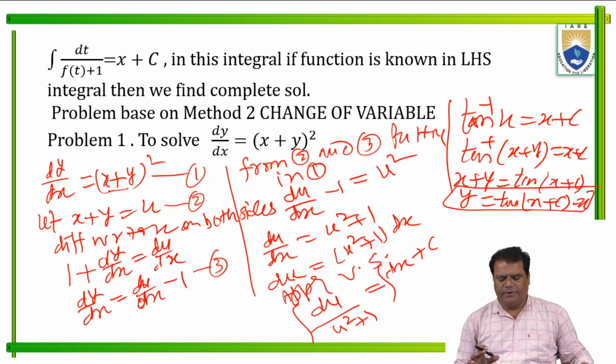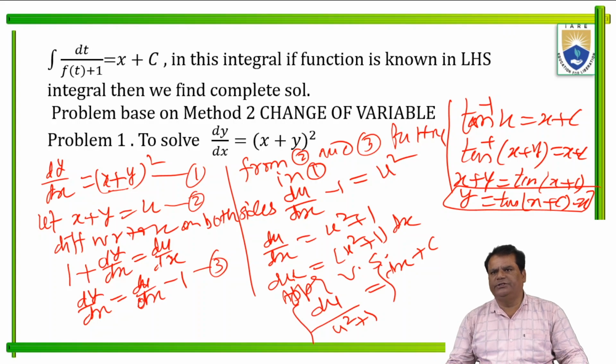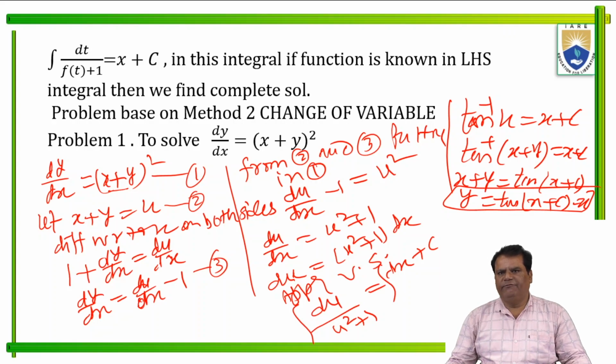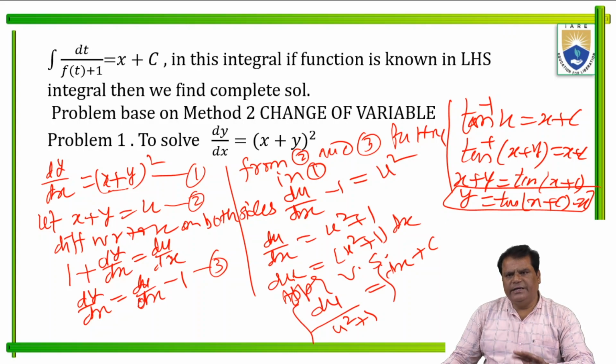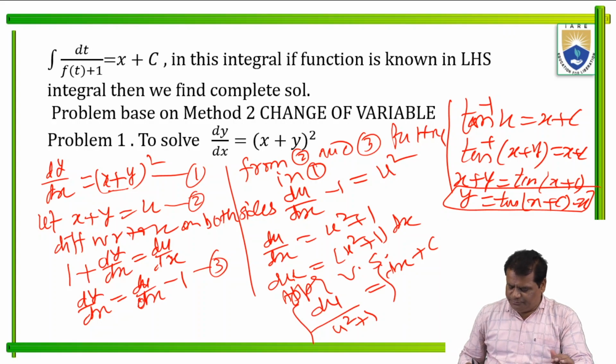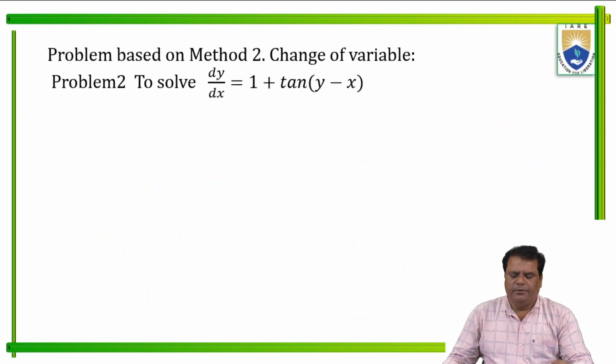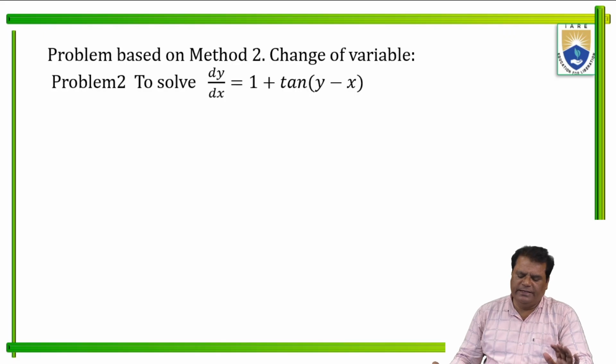So this is the complete solution with the help of change of variable. When we start change of variable, there are two variables, x and y, and we convert them into one variable, then the result converts into variable separable. Next problem. Problem based on method 2, change of variable. Again solving this problem. This problem is also very easy.